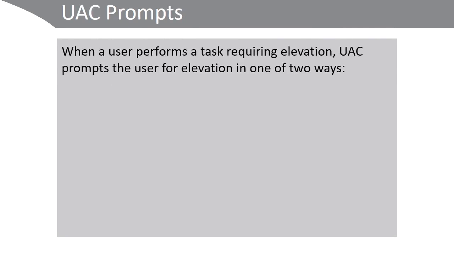When you perform a task that requires elevation, UAC can prompt the user in a number of different ways. First is prompt for consent, so you see a yes/no type of prompt. The other way is to prompt for credentials, where you have to provide a username and a password that has the appropriate abilities.